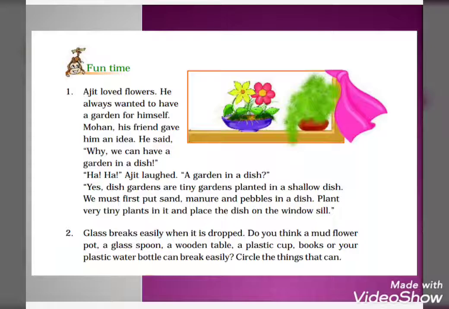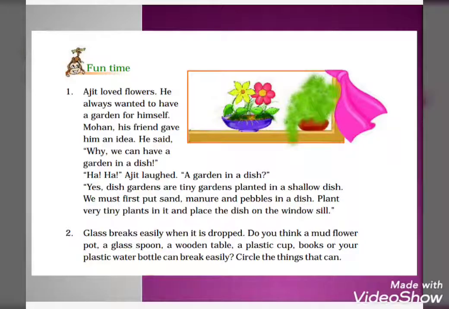You can try this in your home. Take a dish. Dish means any pot also you can take. And first put some sand, then manure, then put some pebbles in a dish. You can place some shallow plants. Shallow plants means the plants which do not get deep into the soil. We can place shallow plants and keep it near the windowsill. It will really look nice. Try it in your home.